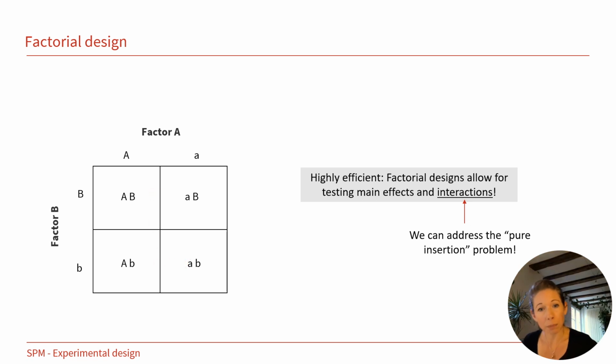The nice thing about factorial designs is that they are highly efficient. Why is that? In fact, you can test explicitly for interaction effects. And you remember, interaction effects have been the problem of the cognitive subtraction. You can use, for instance, conjunction analysis to erase those interaction effects. In factorial designs, it's not erasing those effects. No, you explicitly model them, and you can have a look at those interaction effects, which is, of course, an even smarter way to deal with interaction effects.